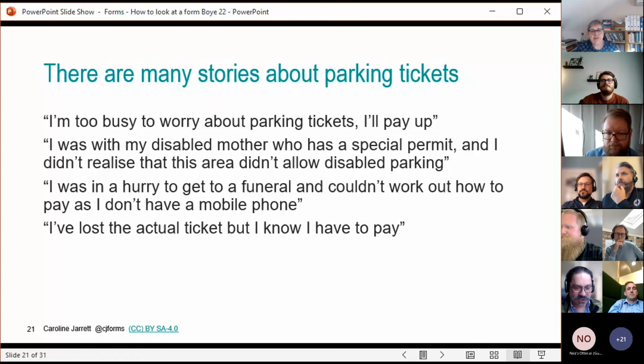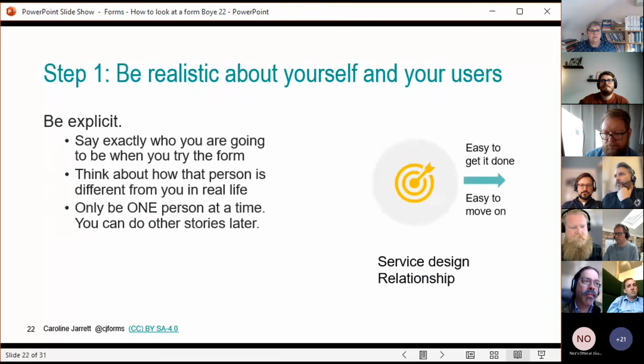So there are lots of stories. And what I try and do when I'm doing this in a workshop is ask people to write a short story about why they think someone's using their form, and then challenge them to get a richness and a variety into it. So we're all looking at the form from a different point of view. So if you're looking at your forms yourself, I would say step one is to be realistic about yourself and your users. Think about the service design in relationship.